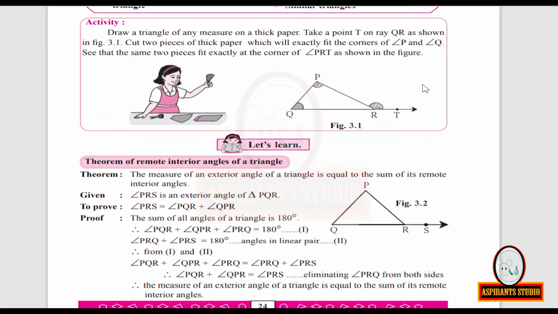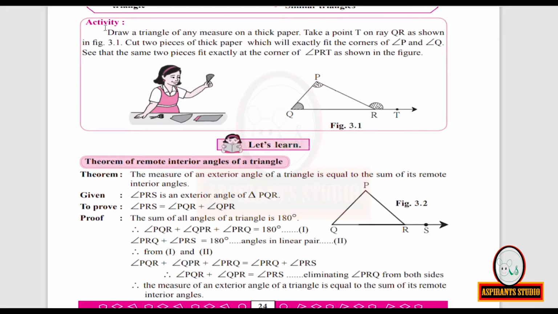A triangle has three interior angles. Out of the three interior angles, the interior angle which is closer to this exterior angle will not be called a remote interior angle. Remote means far away, far off. So, the other two interior angles which are far away from the interior angle closer to the exterior angle will be called the remote interior angles. So, here angle P and angle Q are the remote interior angles.